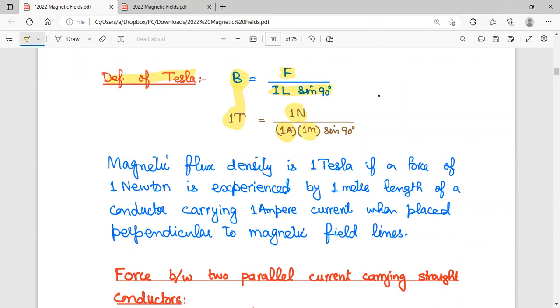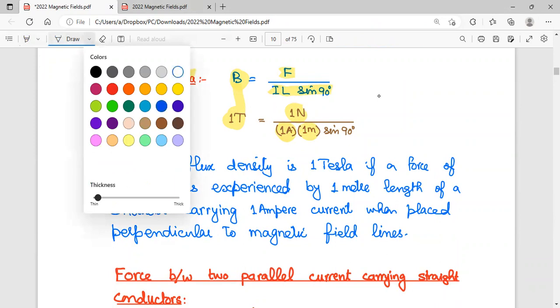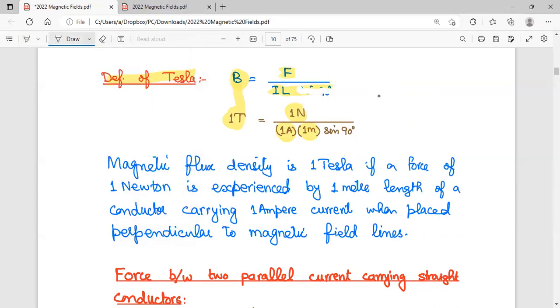You can avoid this sine 90 over here. No need to write sine 90 every time. So you can avoid that as well. No need to write this.